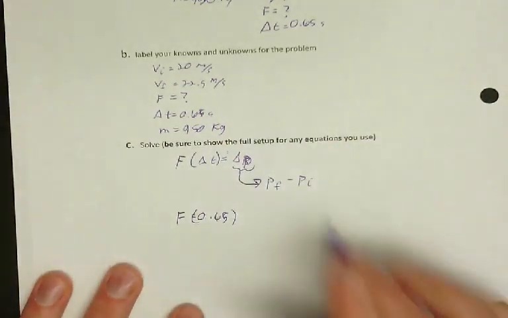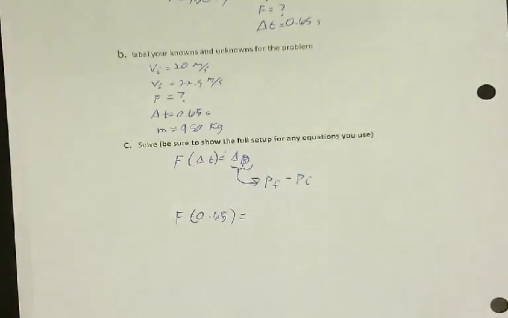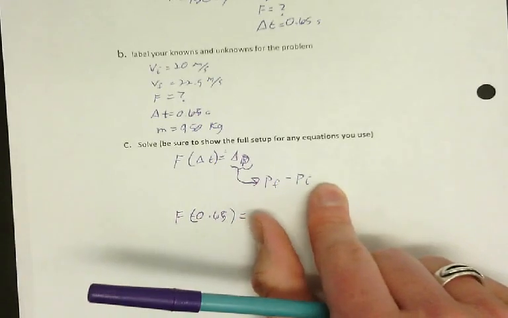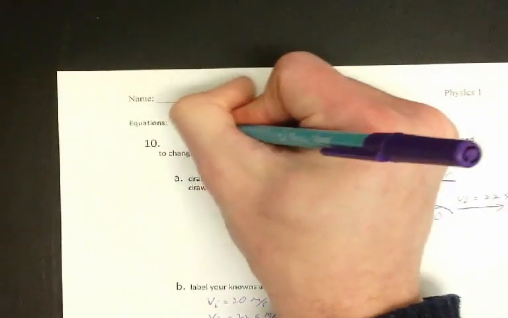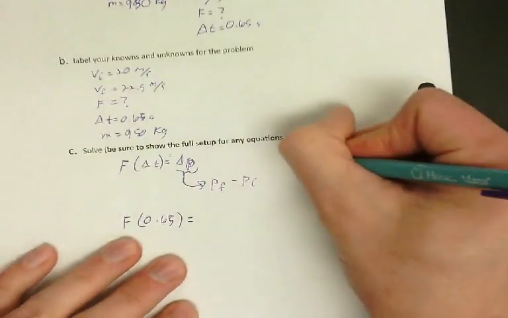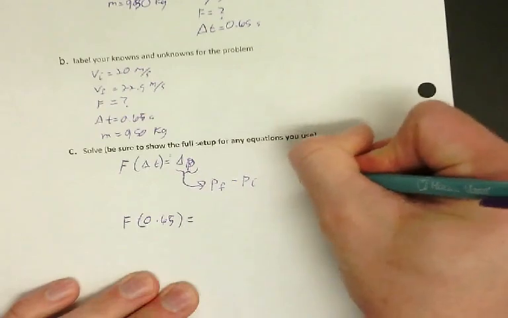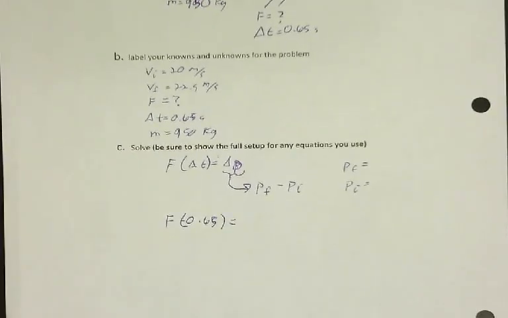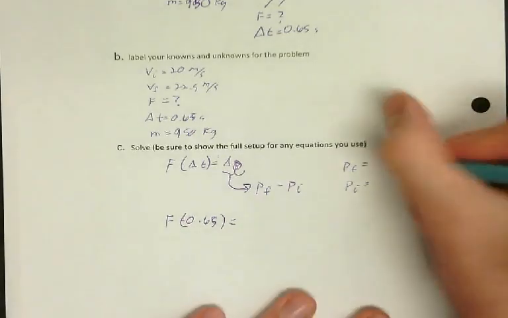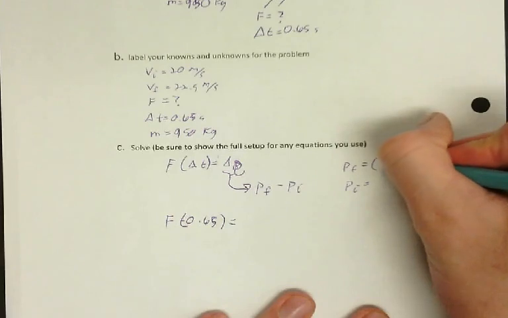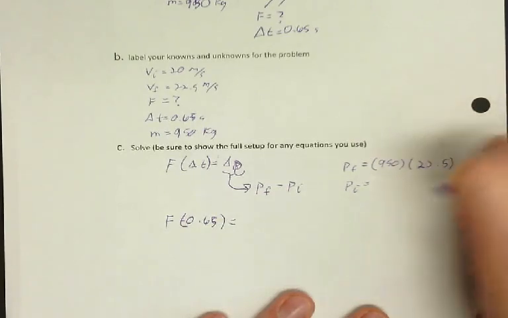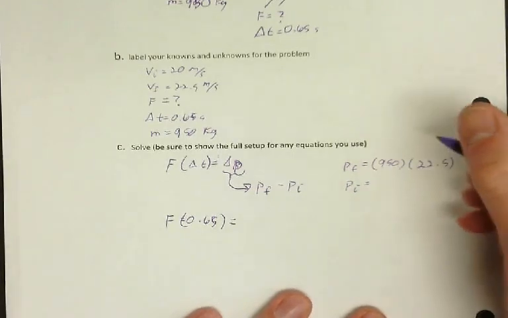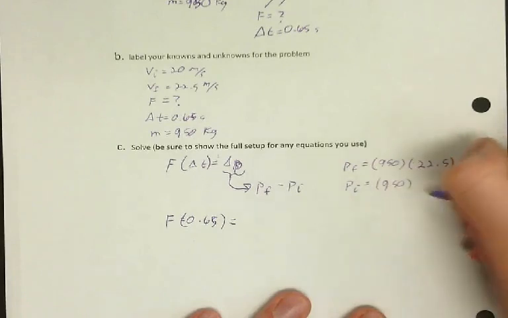But here's where we kind of get in trouble. We get to the delta P part, and we're not really sure what to do because we don't know the final momentum, and we don't know the initial momentum. The problem doesn't say anything about either of them. So, what do we do? We find those momentums using the other equation, P equals mv. Off to the side, I'm going to find P final and P initial. P final is mass times final velocity, so 950 times 22.5. Initial momentum is mass times initial velocity, which is 950 times 20.